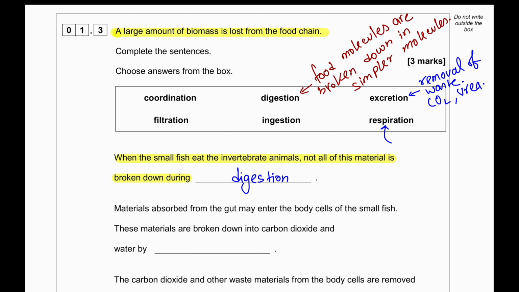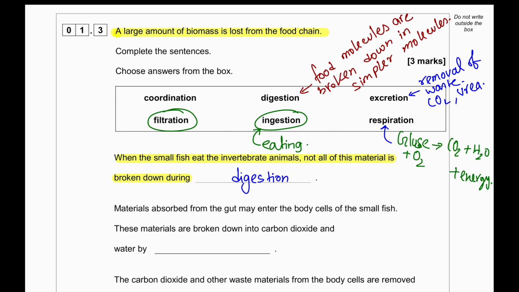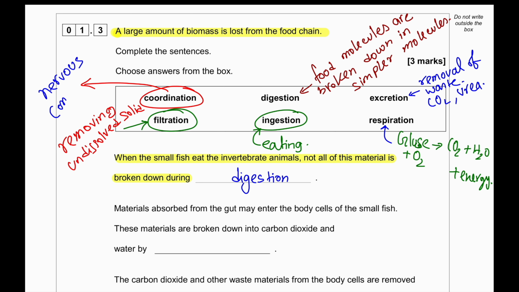The next thing we can talk about is respiration. Respiration is the breakdown of nutrient molecules to produce carbon dioxide and water. So we can say glucose is broken down to CO2 and H2O with the help of oxygen. Now, this releases a lot of energy as well. Ingestion will be the process of eating. Just simply eating will be ingestion. Filtration would be the process of removal of solid materials from a solution, so removing undissolved solids. And coordination comes from nervous communication.